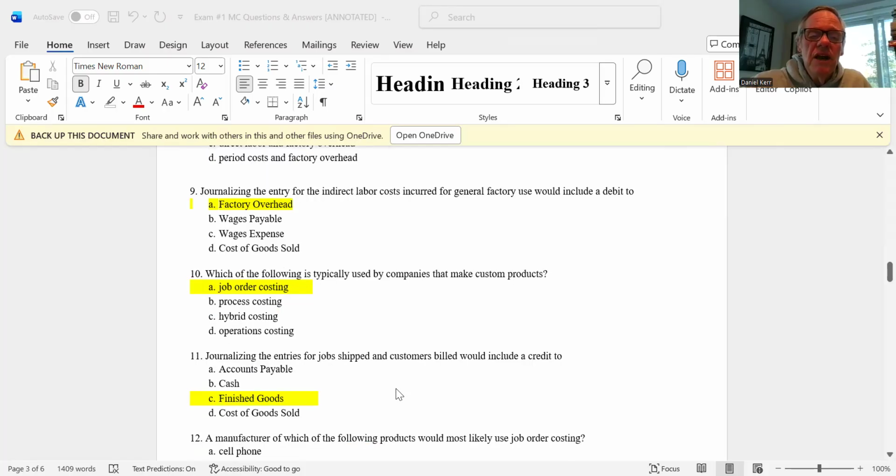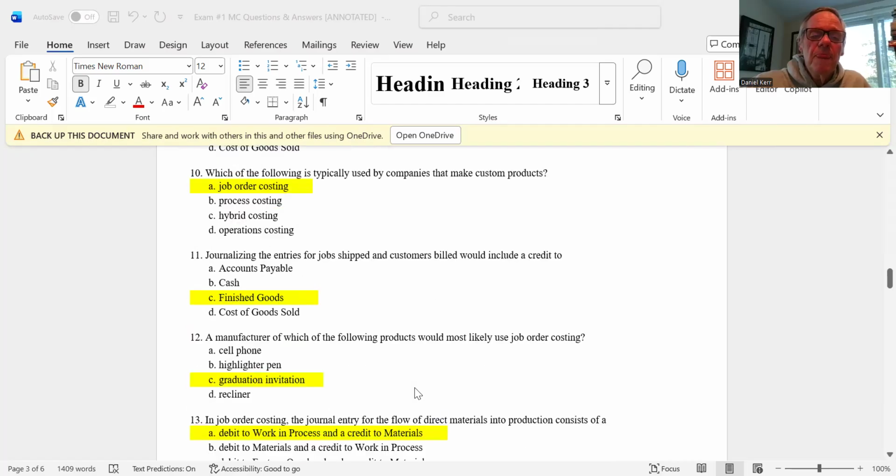Journalizing the entries for jobs shipped and customers billed would include a credit to finished goods. So remember, we trace materials and labor and overhead to work in process. We transfer work in process to finished goods. And then when we sell the product, we recognize cost of goods sold and reduce finished goods. So journalizing the entries for jobs shipped and customers billed would include a credit to finished goods. The answer there is C.